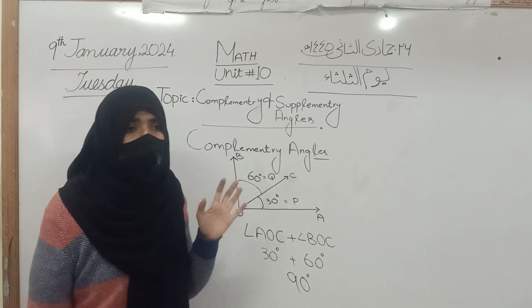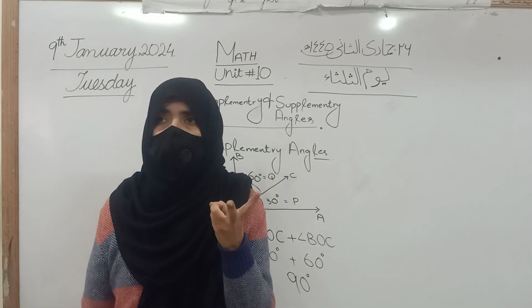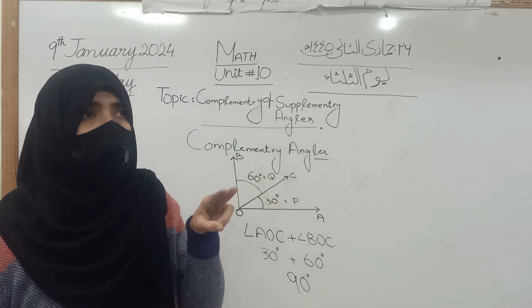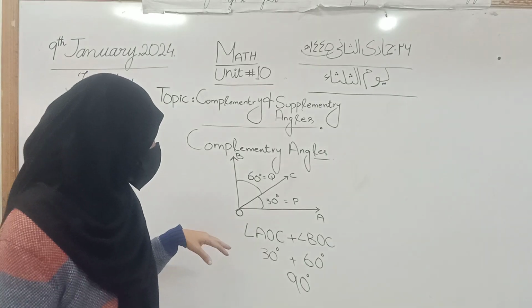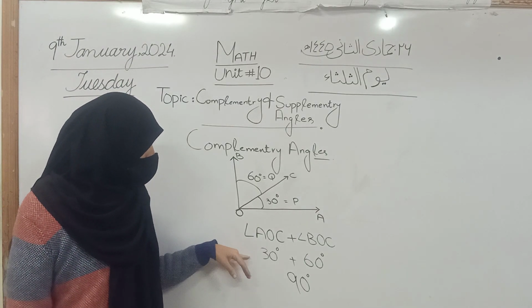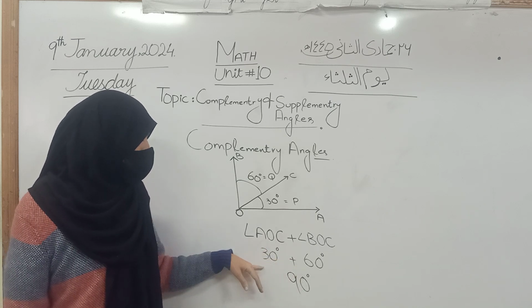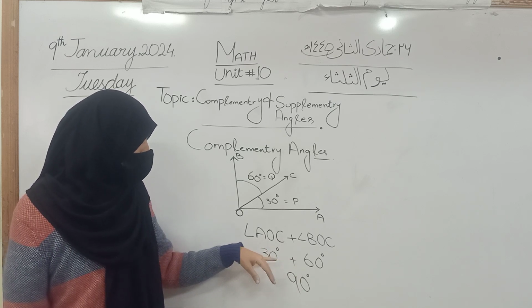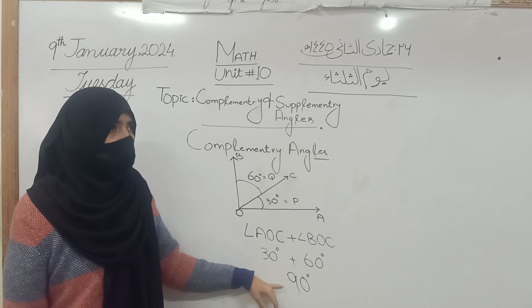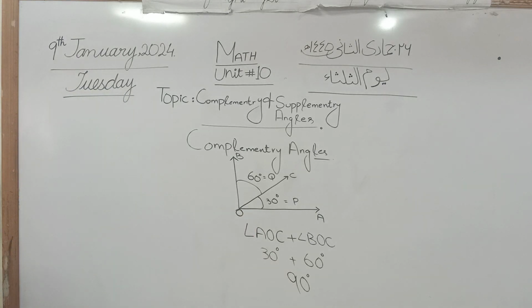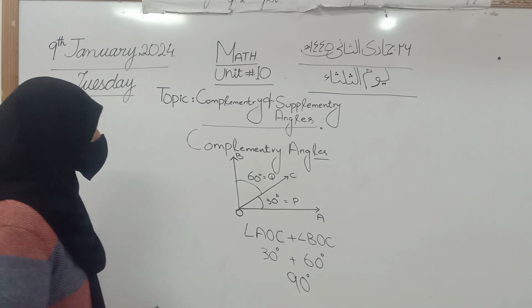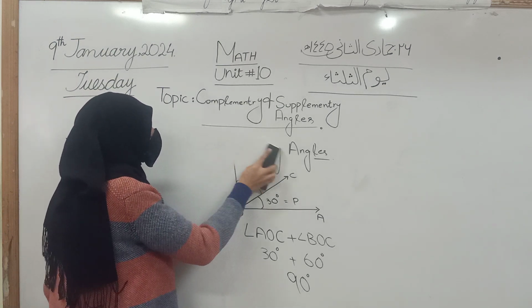Now, is it clear to all of you? We have discussed two examples. One is about 45 plus 45, it will be equal to 90, and one is about 30 and 60. When we have added up 30 and 60, it will be equal to 90. Is it clear to all of you? Now, we will move forward towards supplementary angles. Okay, class?